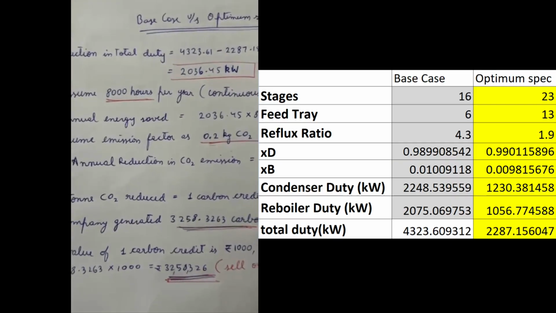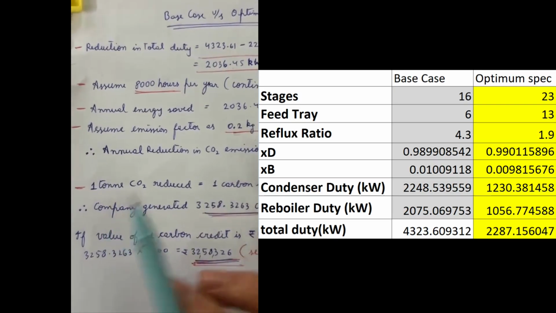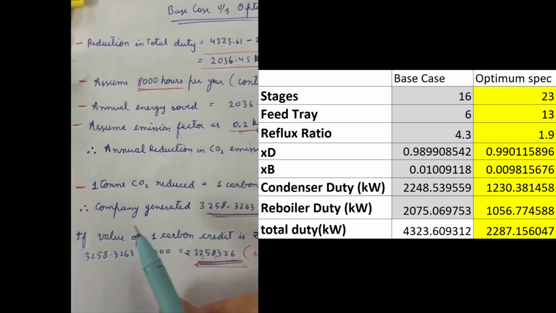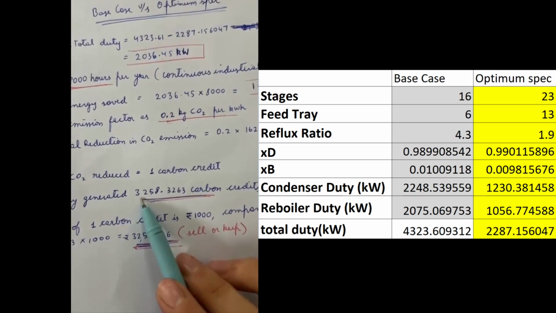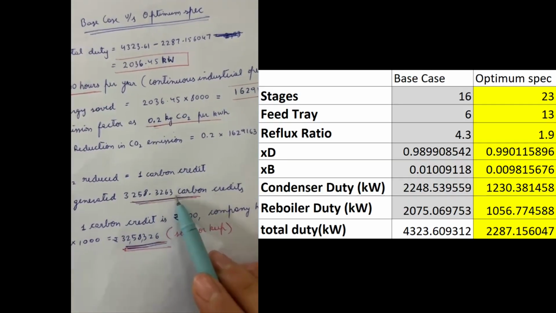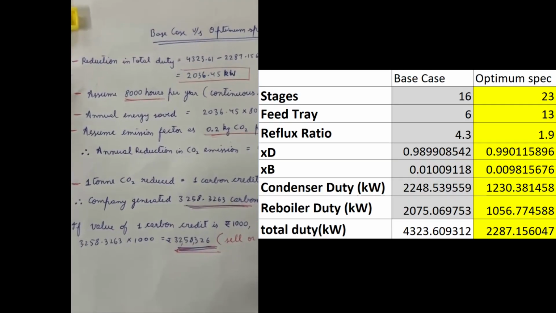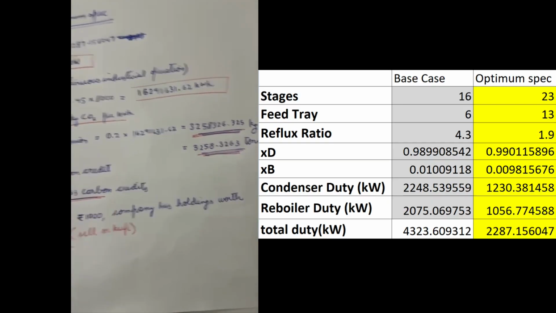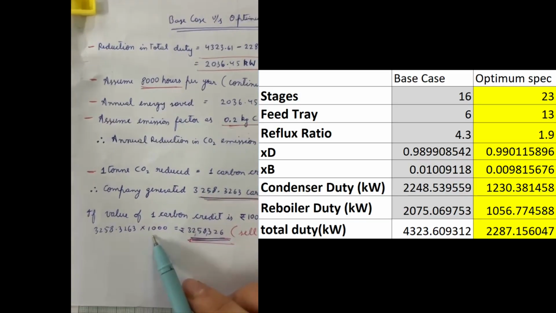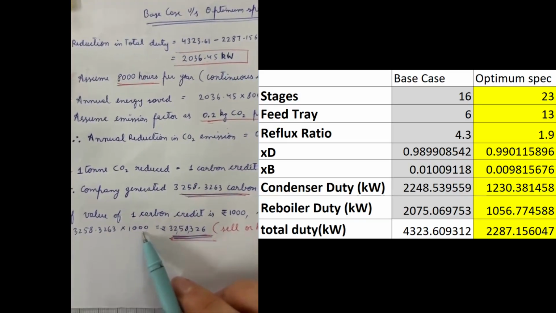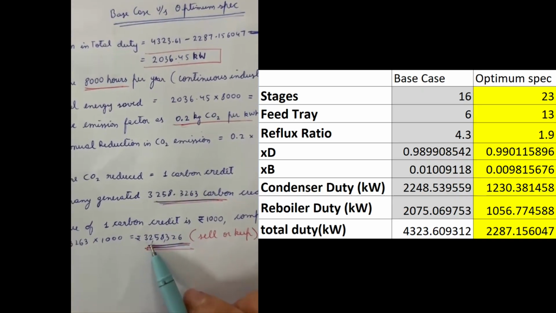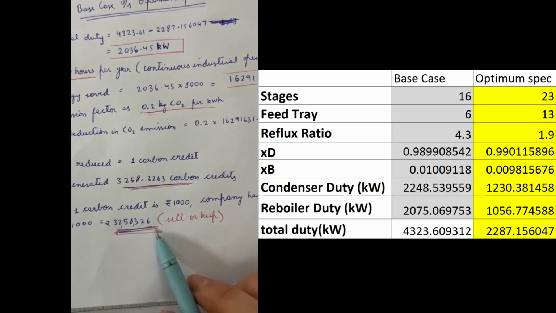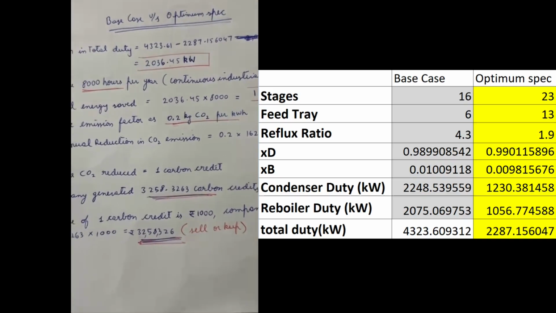Okay, CO2 emission prevented. We know 1 carbon credit is equal to 1 ton CO2 reduced. So the company generated about 3,258.3263 carbon credits. If the value of 1 carbon credit is rupees 1,000, the company has holdings worth this into 1,000 number of carbon credits into the value of it, which comes out to be around 32,58,326 rupees. So this they can either sell or keep it.